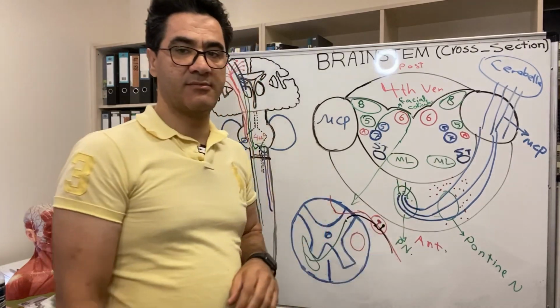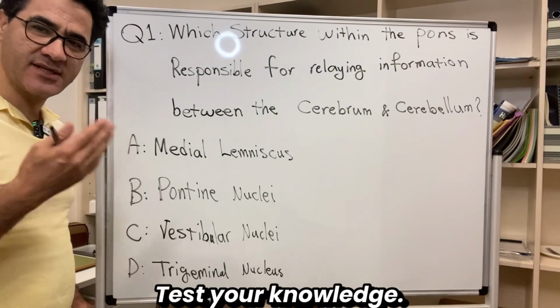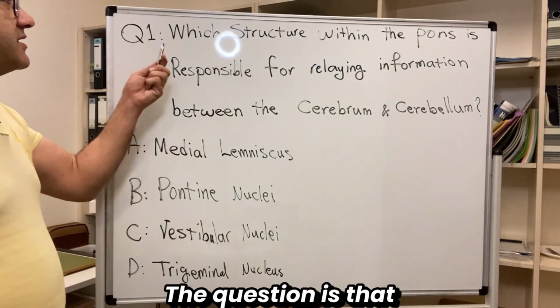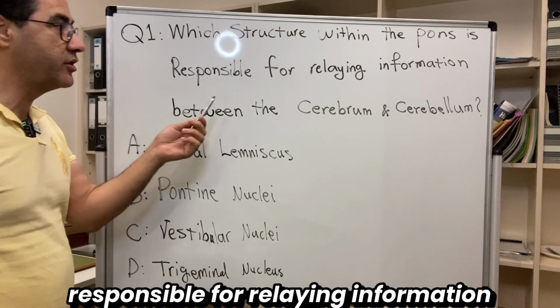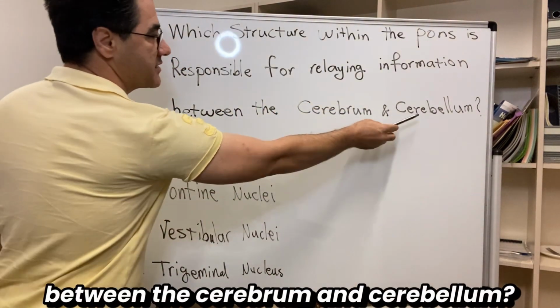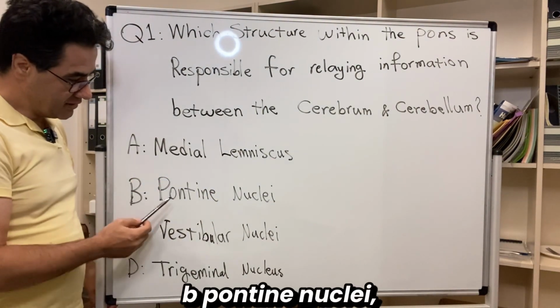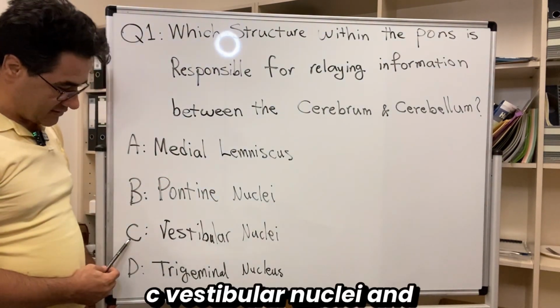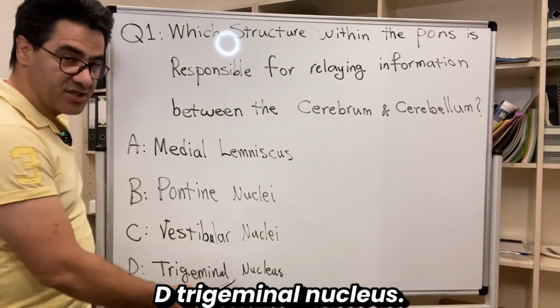Now it's time to test yourself, test your knowledge. The question is: which structure within the pons is responsible for relaying information between the cerebrum and cerebellum? A. Medial lemniscus, B. Pontine nuclei, C. Vestibular nuclei, and D. Trigeminal nucleus.